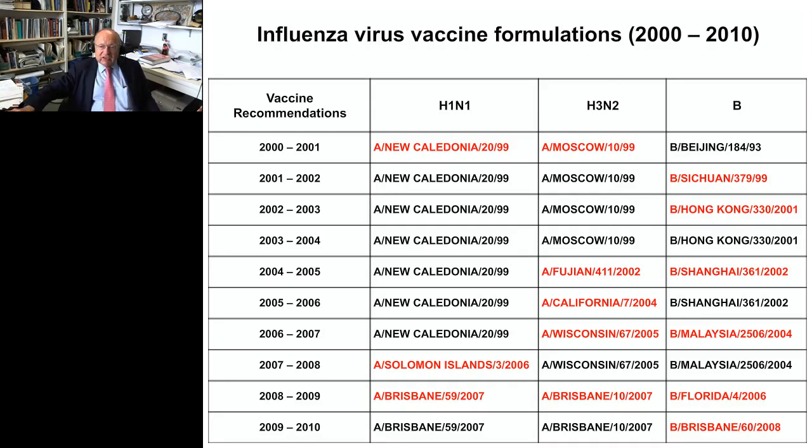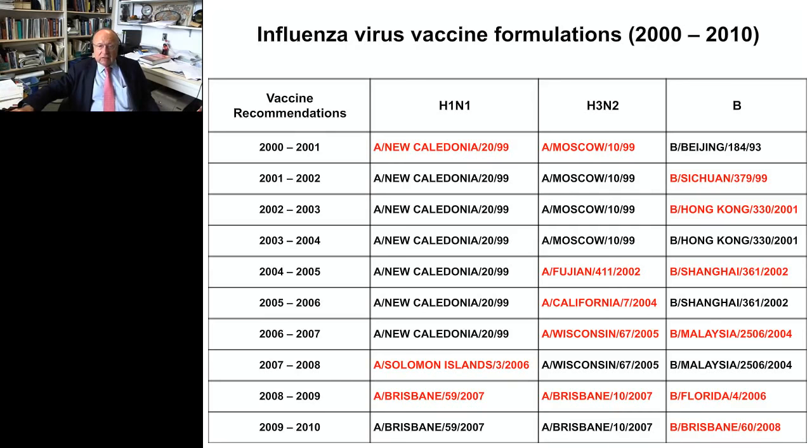There's only 1 single year, 2003, 2004, where there was no change from the previous vaccine formulation. However, there is, for example, 1 year, 2008 to 2009, where all 3 components had to be changed. So this is something which is important and makes it very difficult to manufacture influenza virus vaccines, because one has to take into account the continuing change which we discussed before.